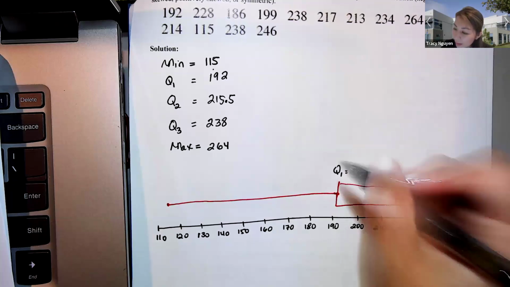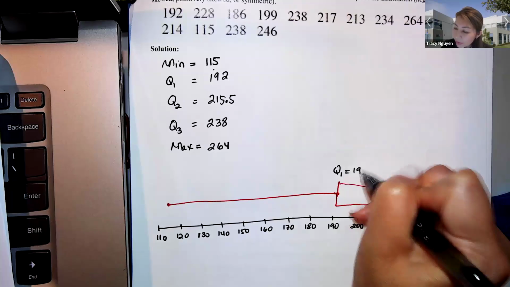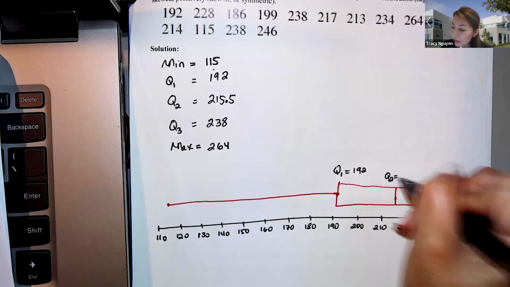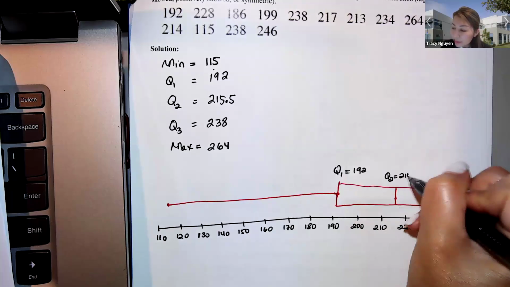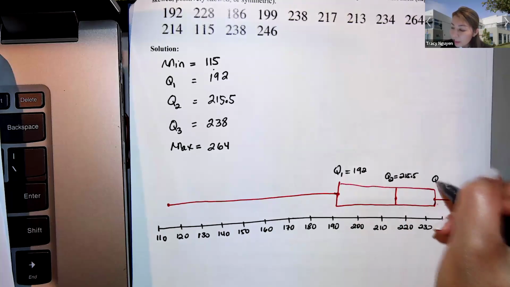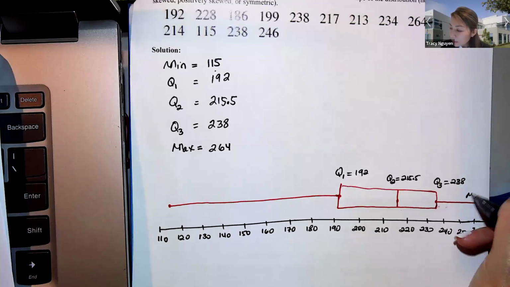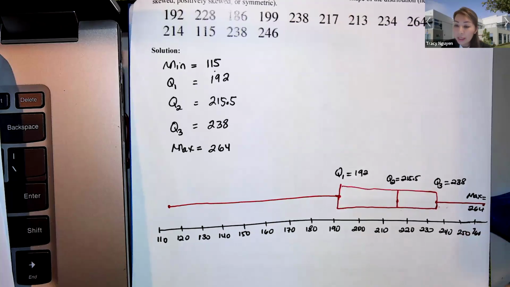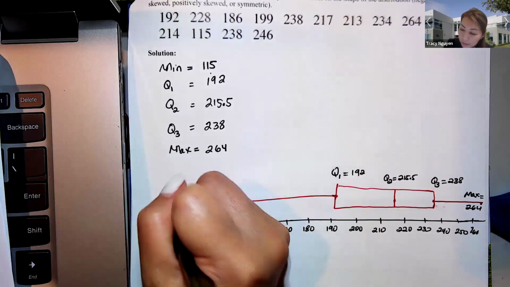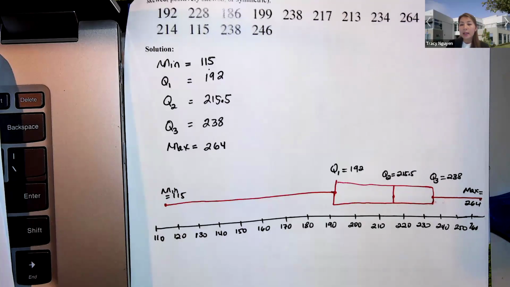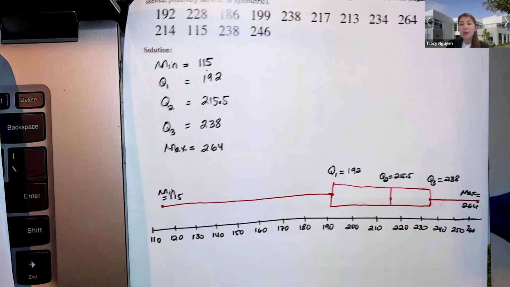Once you have the 5-number summary, which you learned how to find from the previous lesson, then doing the box plot is very straightforward. Okay, the box part comes from the 3 quartiles, and this is the max equal to 264, which is this number at the end here. This one here, the min equal to 115. That's it. That's how you draw your box plot.